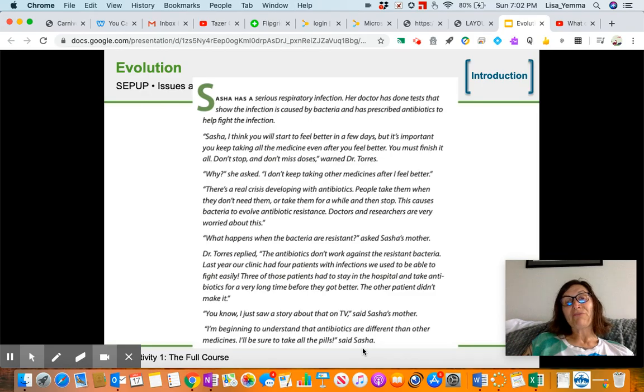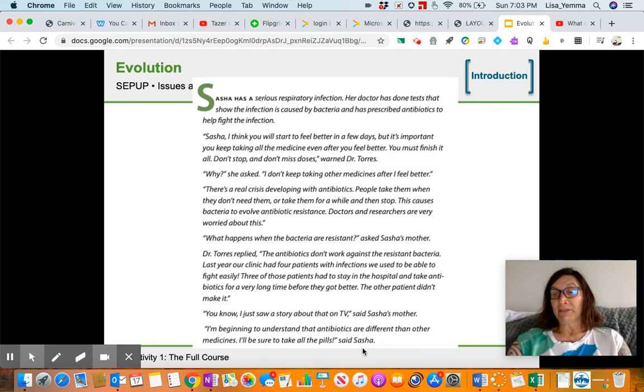Last year, our clinic had 4 patients with infections we used to be able to fight easily. 3 of those patients had to stay in the hospital and take antibiotics for a very long time before they got better. The other patients didn't make it. You know, I just saw a story about that on TV, said Sasha's mother. I'm beginning to understand that antibiotics are different than other medicines. I'll be sure to take all the pills.